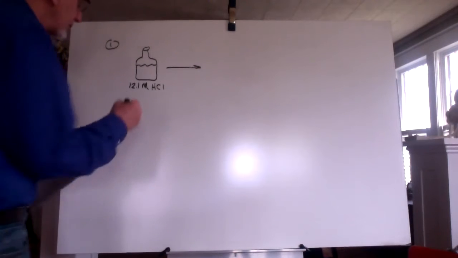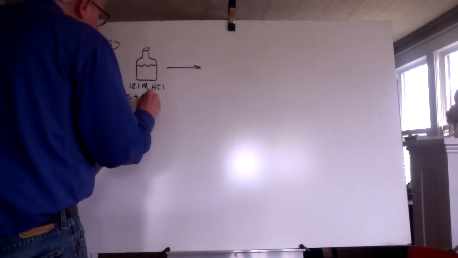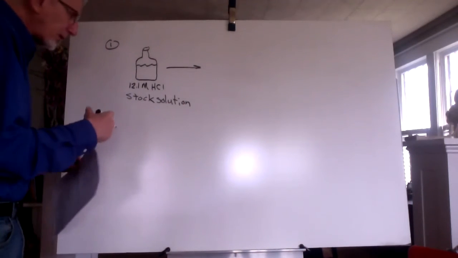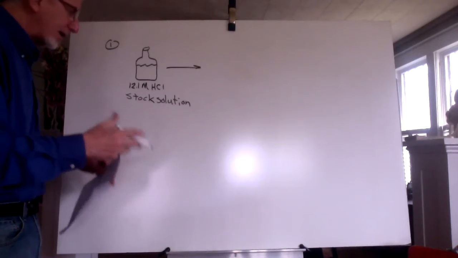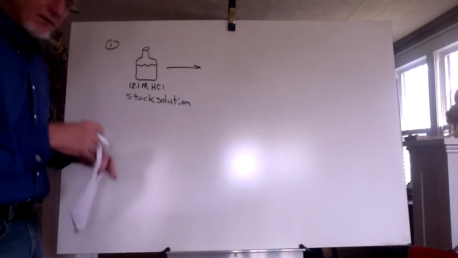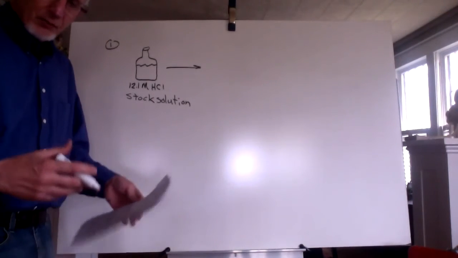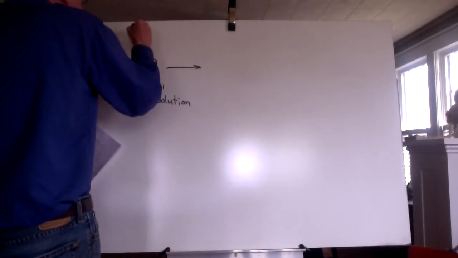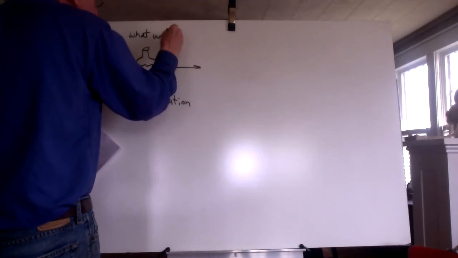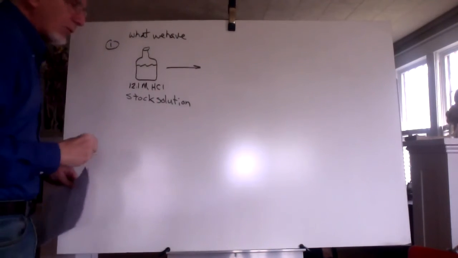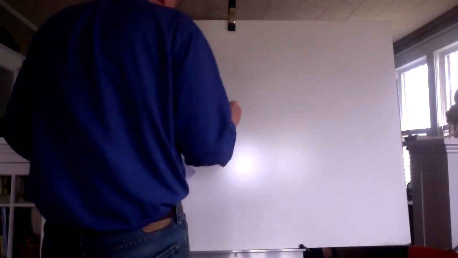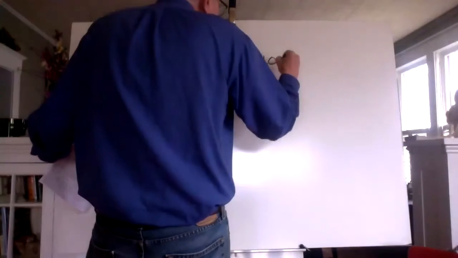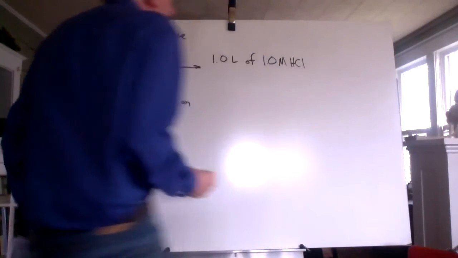Well, we have it because we use it as a stock solution. We talked about this in one of our online videos. Stock solutions are highly concentrated, accurate concentrations of different substances that we use to dilute to make solutions of lower concentration for real-world applications. So this is what we have. We have this stock solution of 12.1 molar. What we need, or what we want, is 1.0 liter of 1.0 molar HCl. So we're going to do a dilution.